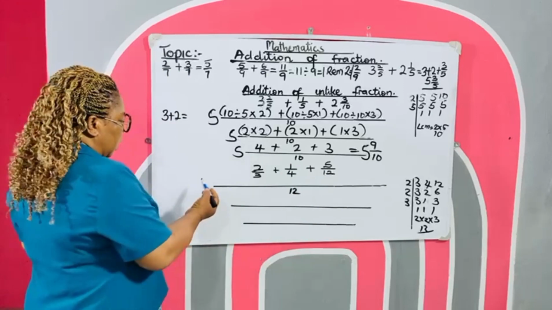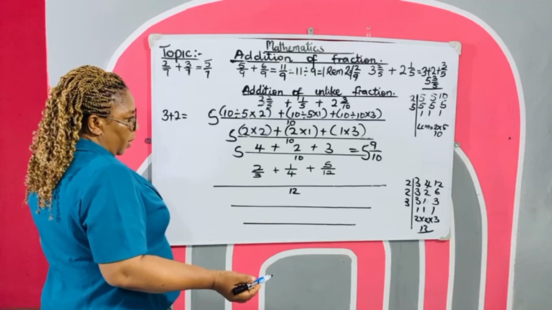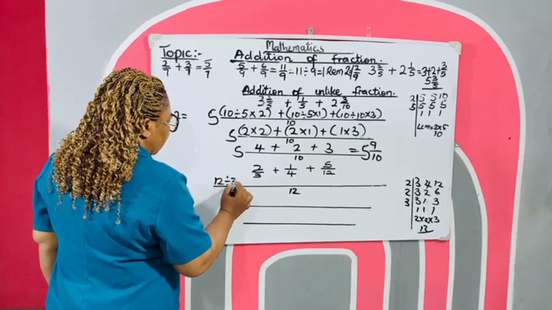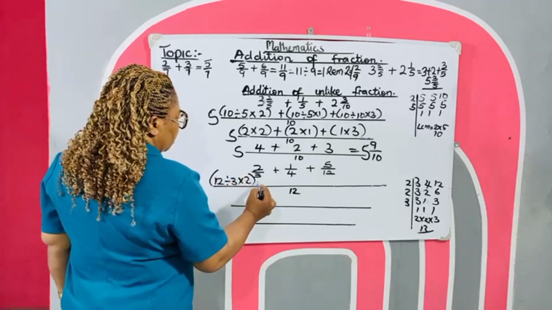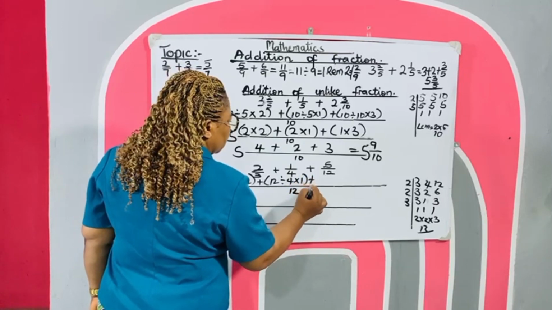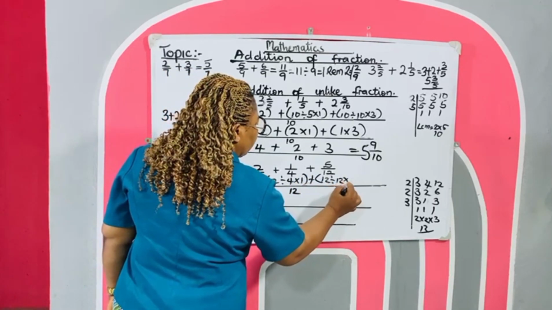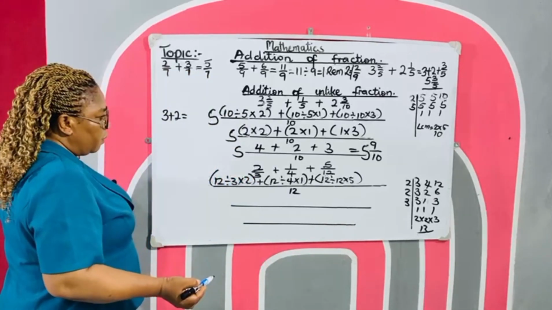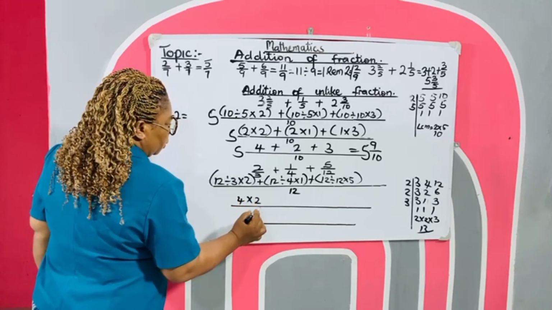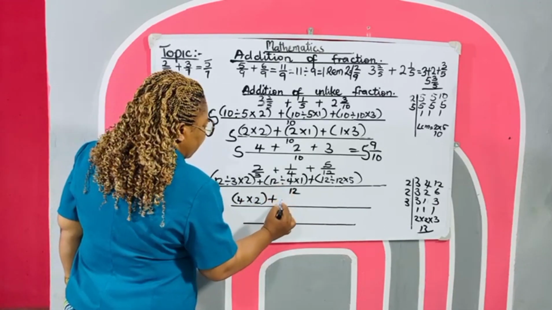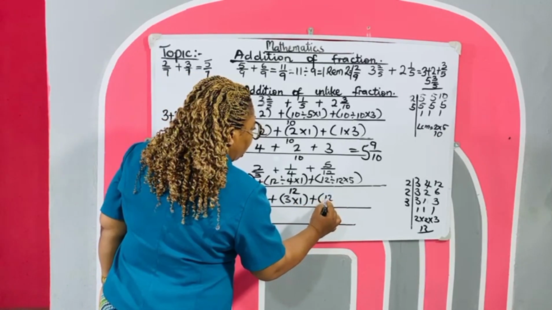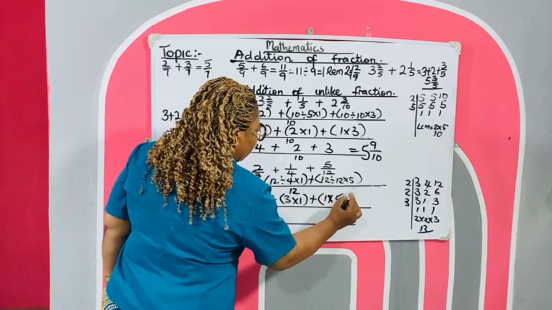There is no whole number, so there's nothing I'll write in the beginning. Okay, so I say 12 divided by 3 times 2, plus 12 divided by 4 times 1, plus 12 divided by itself times 5. Okay, watch it very well. 12 divided by 3 will give me 4 times 2, plus 12 divided by this will give me 3 times 1, plus 12 divided by itself will give me 1 times 5.